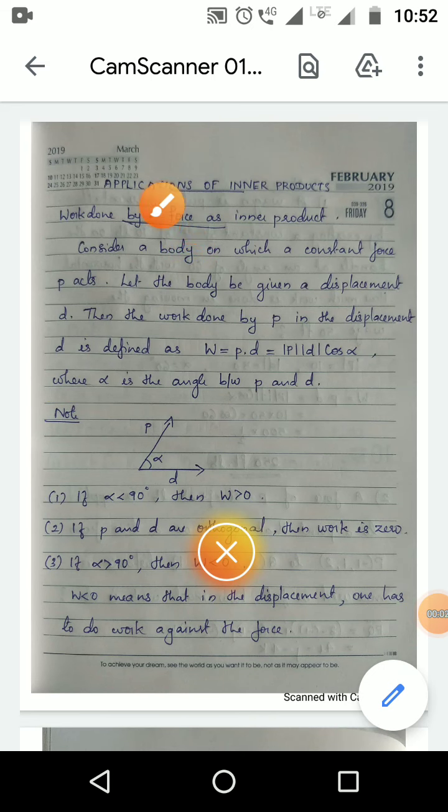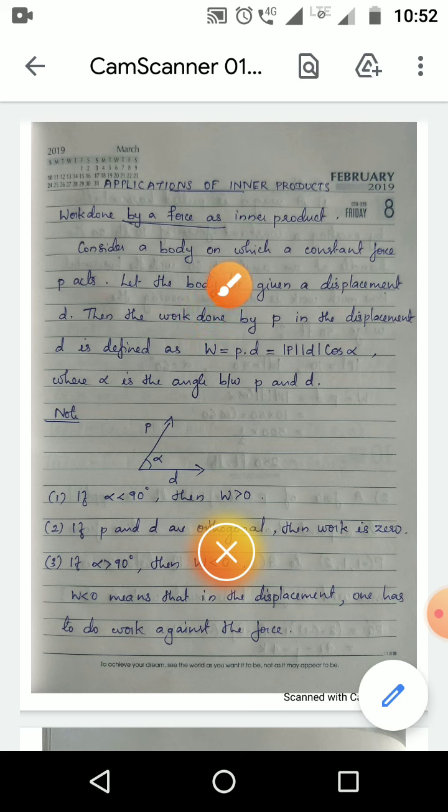Next is the application of inner products. The first application is work done by a force as an inner product. We can express the work done by a force as an inner product. Consider a body on which a constant force P acts. Let the body be given a displacement D.